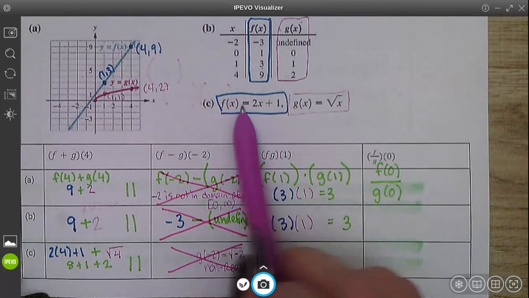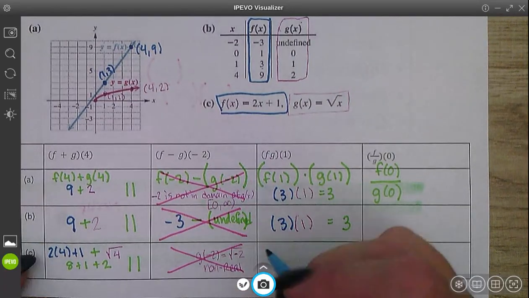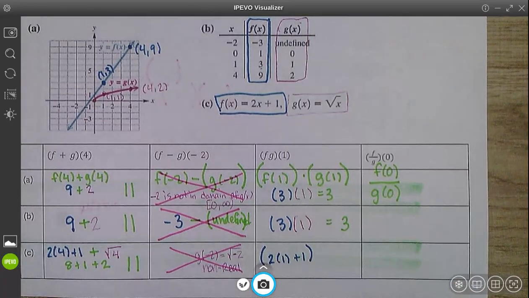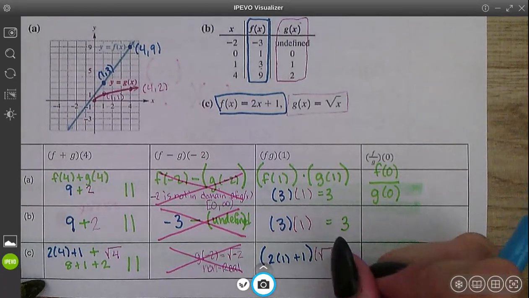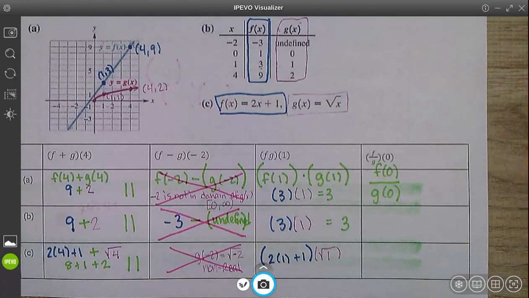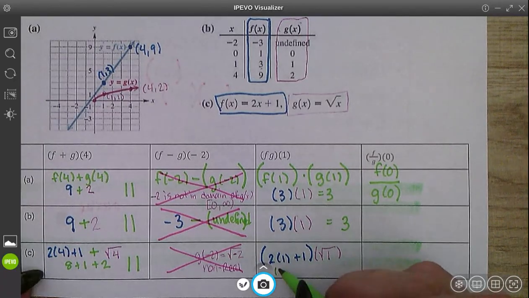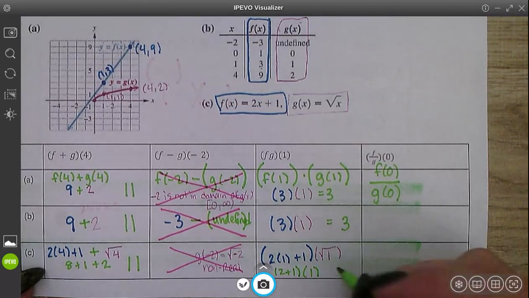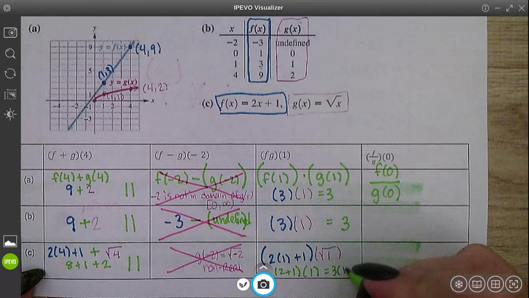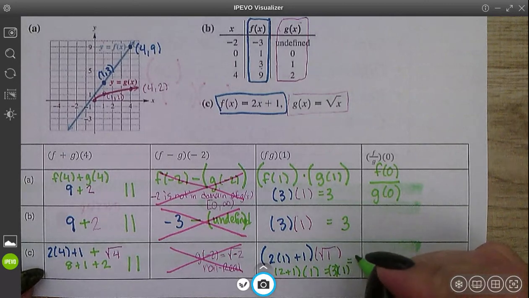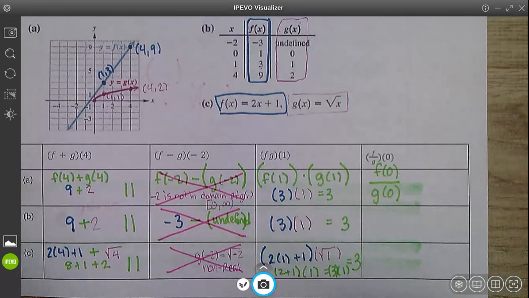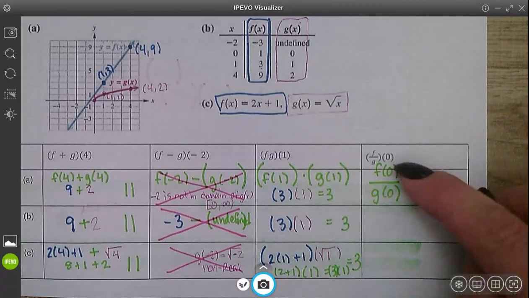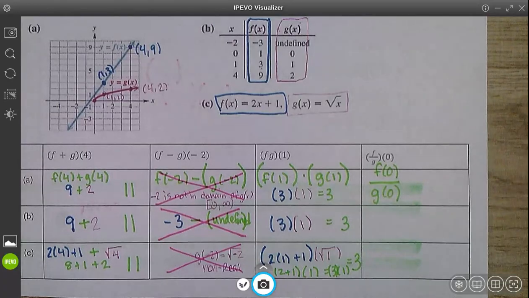What about in the equations? F of 1 would be 2 times 1 plus 1. G of 1 would be square root of 1. 2 times 1 is 2 plus 1, and then square root of 1 is 1. So we got 3 times 1, which gives us 3. Shocker. How about f divided by g of 0? So I need f of 0 divided by g of 0.